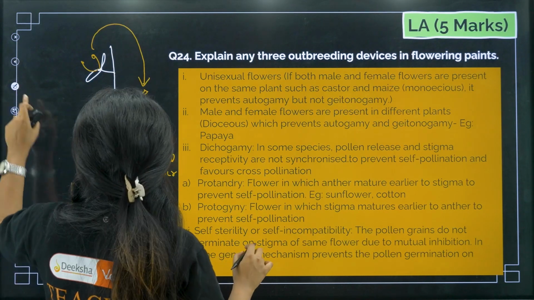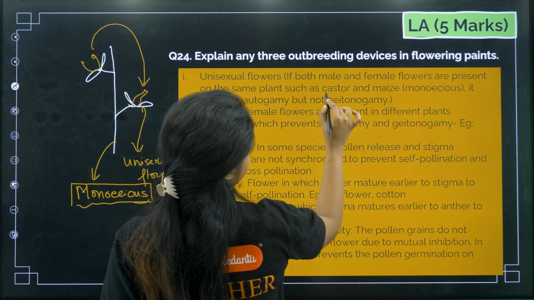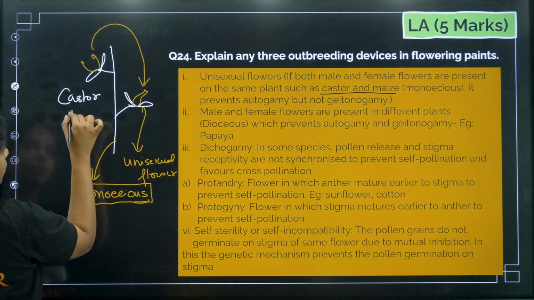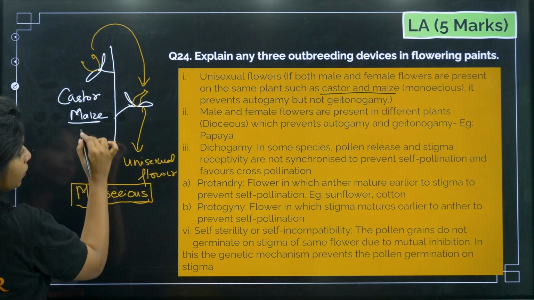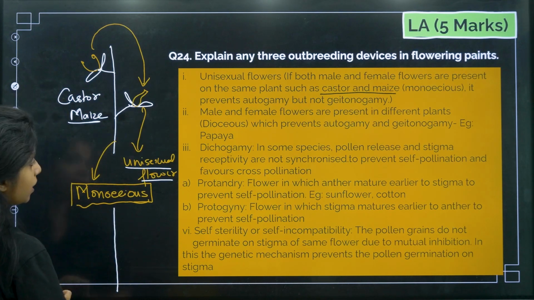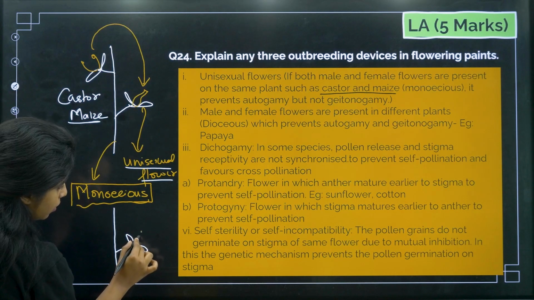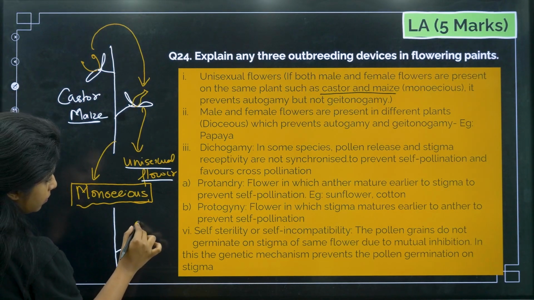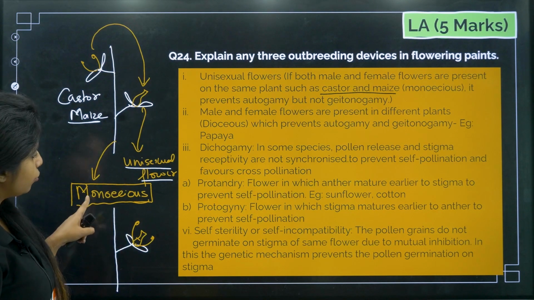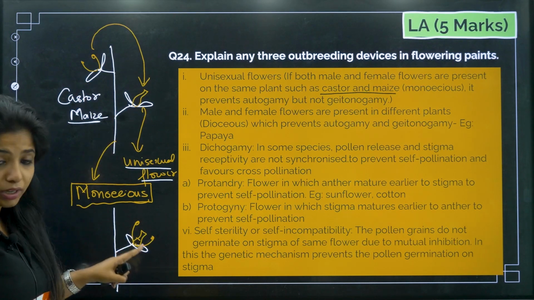Now, this is the case of what? You have to remember the examples. If both the male and the female flowers are present on the same plant, such as castor and maize, both of them are monoecious with unisexual flowers. Now, there is one more condition where the plant is monoecious, but they have bisexual flowers. What do you mean by that? Basically, this flower will have both. Over here, monoecious means the plant should have both the sexes, because of the flower it has.